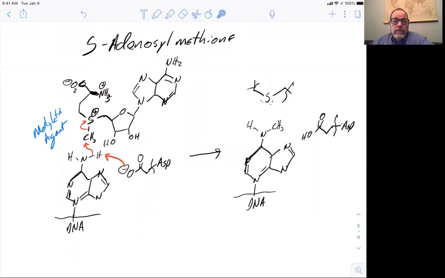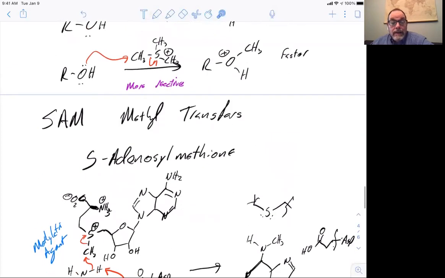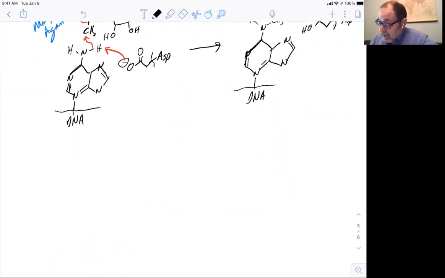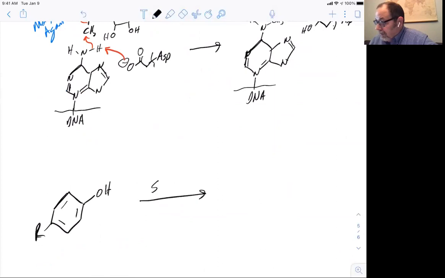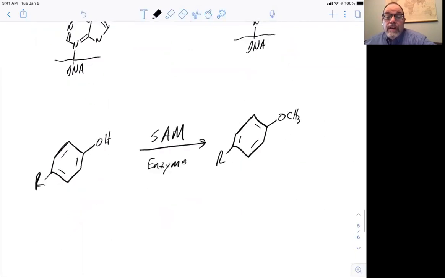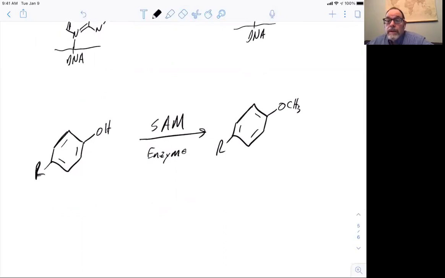Besides DNA pairs, you'll see other biological uses for SAM. SAM is not only used for methylating DNA, it can also be used for methylating other groups. So if you see SAM, you know, capital S-A-M and enzyme. So let's say a way you might see this reaction would be, let's say we're taking something like this. You know, some R group over here, imagine that's biological. And it says something like SAM. Right, that would be our methylating agent. So the SAM, usually in an enzyme, right, is going to give us our product, okay. Any questions about this one?